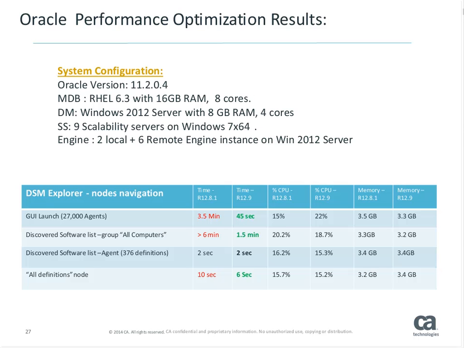There's not much change in the discovered software list, but then in the all definitions node, it went down from 10 seconds to 6 seconds. So those are some of the improvements that have been made to increase performance. As I said, it does specify Oracle here, but it also, for the most part, helps in Windows as well.